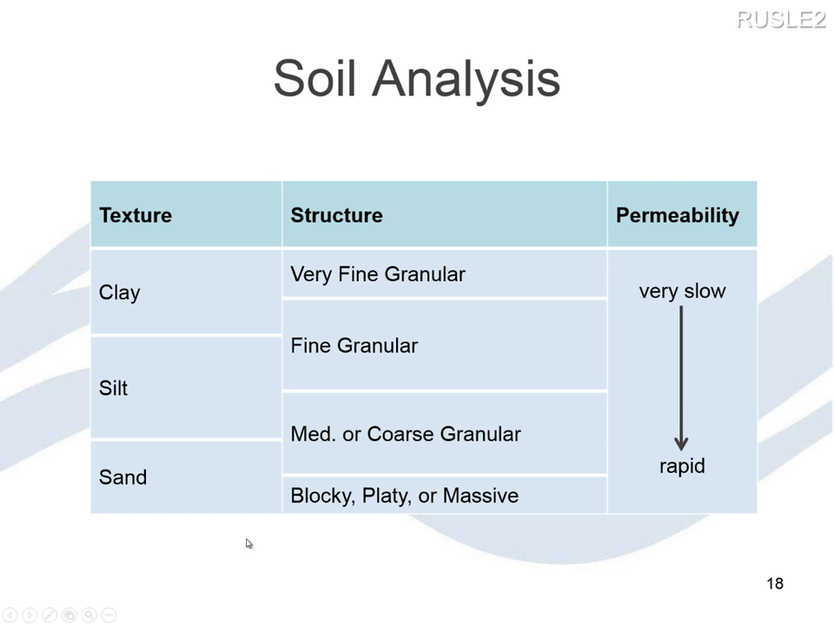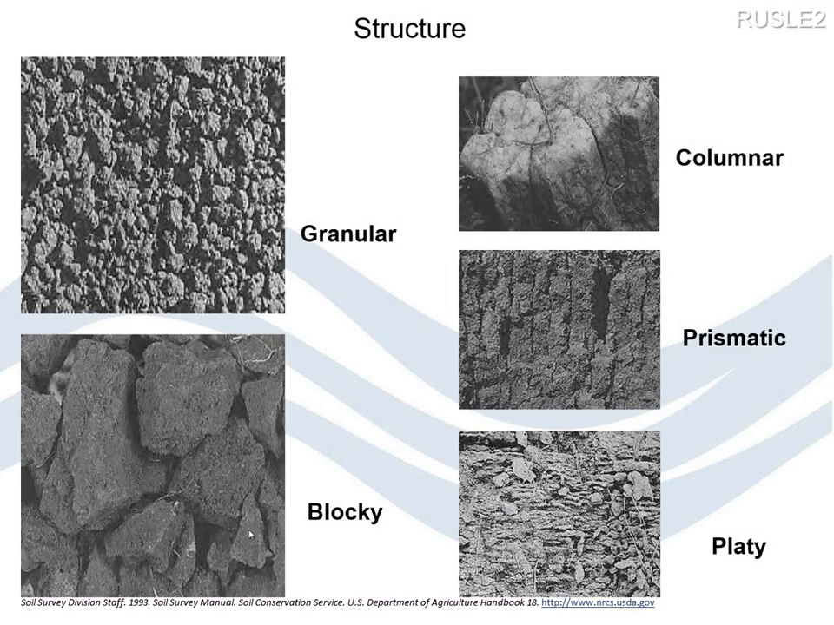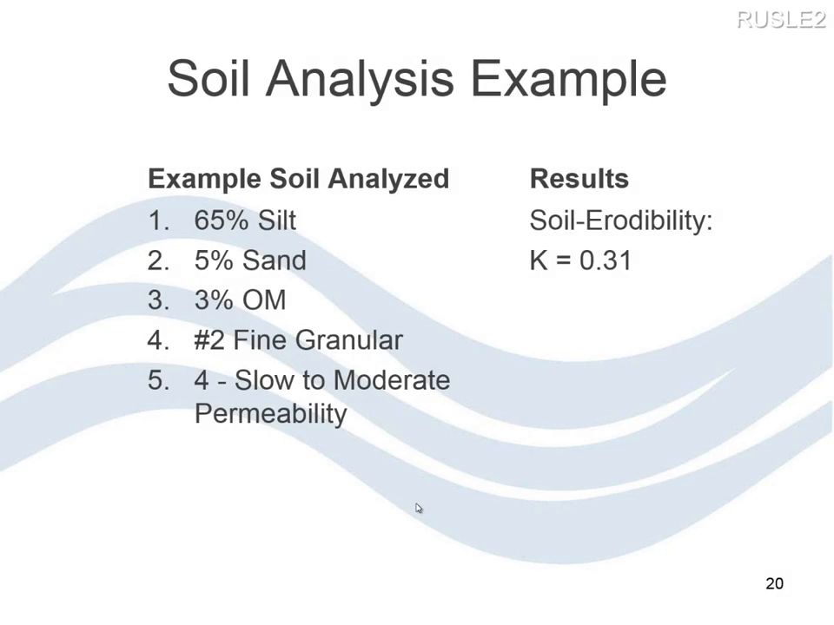So this picture illustrates what structure looks like. Again, structure is the arrangement of these different soil particles, and so you've got granular structure on the upper left, then blocky, columnar, prismatic, and platy structure. Those are all things you need to put the soil into some kind of structural class to be able to come up with a K factor. So what this is all going to lead to is a nomograph in the next couple of slides that puts all these different factors together.